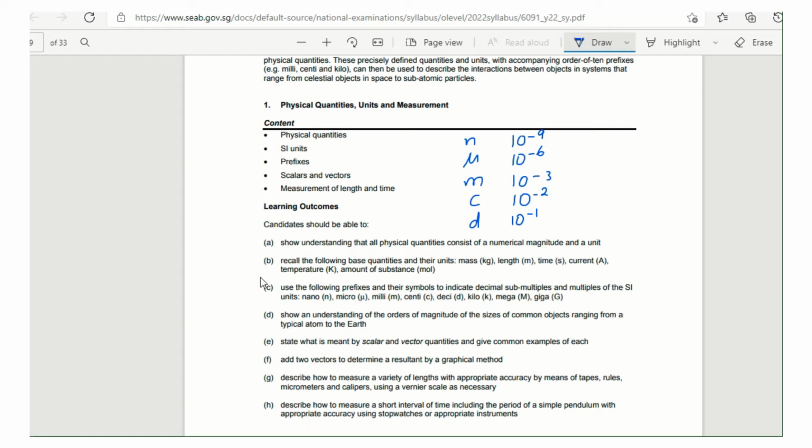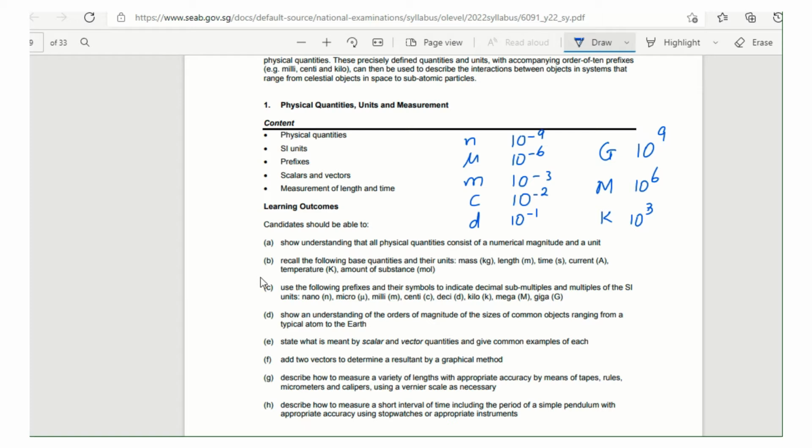Then we also have kilo, which is 10 to the power of 3, mega, capital M, 10 to the power of 6, and giga being 10 to the power of 9. Then you'll be wondering, will they ask us what is nano, what is micro, what is milli for your exam? Usually no, but you need to know this because you need to do a certain conversion. Let me give you an example.